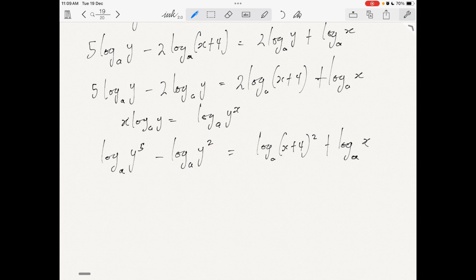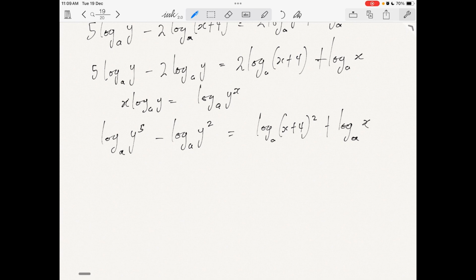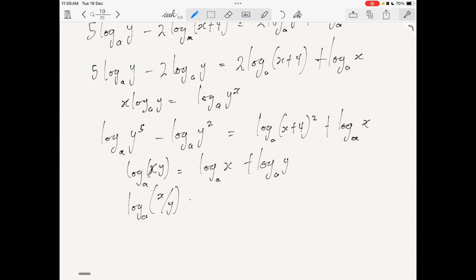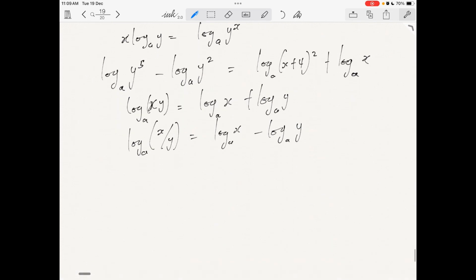Having done that, we move on to applying the laws of logarithm, where we have log_a of xy is equal to log to base a of x plus log to base a of y, and log_a of x divided by y is equal to log to base a of x minus log to base a of y. So in this scenario, we apply them to this law.